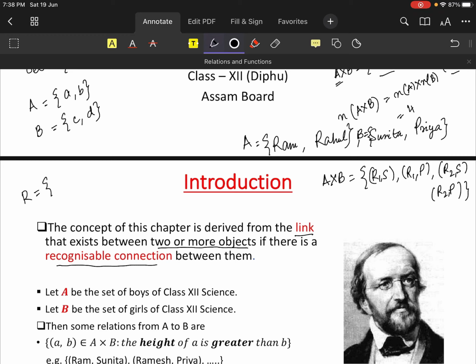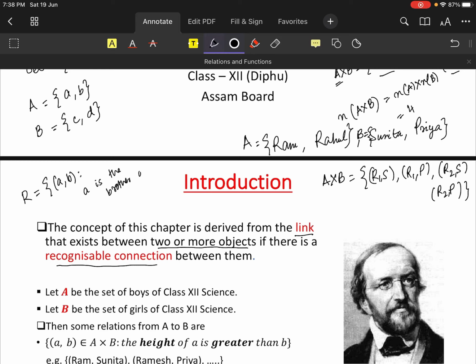Now we define a relation. Now how do we define a relation? I told you it is a set of ordered pairs, but there must be a relation between those elements. So I am defining a relation, that the ordered pair A comma B is in the relation where A is the brother of B.